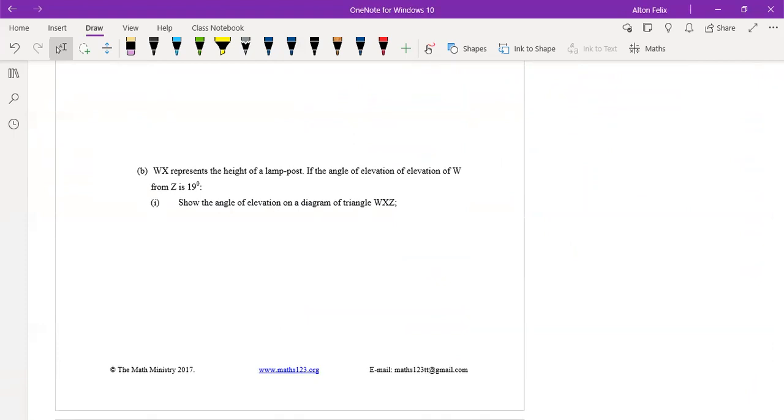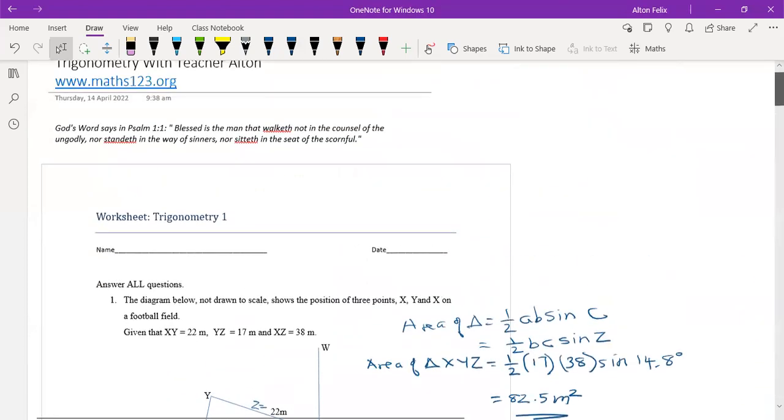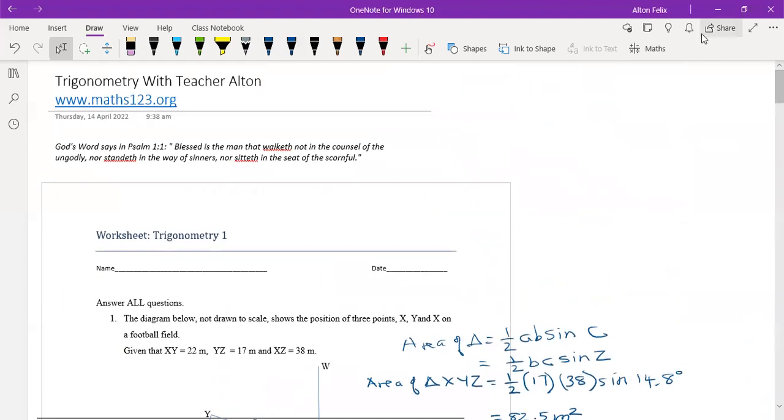WX represents the height of a lamppost. If the angle of elevation of W from Z is 19, find the angle of elevation on a diagram. Show the angle of elevation on a diagram of triangle WX and Z. Show. So let us just be certain about one thing there. Let's double check this angle.